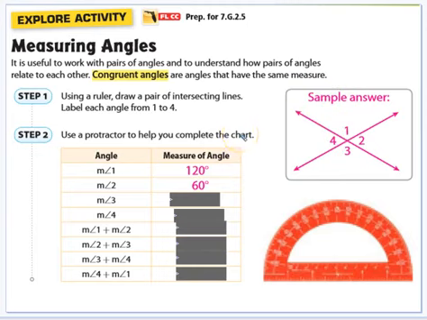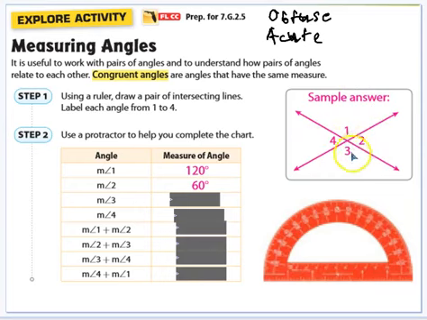So I want you to take a look at this. If angle 1 is 120, which everybody should know we call an obtuse angle, and angle 2 is 60, right here, we call that an acute angle. So angle 1 is obtuse, angle 2 is acute.